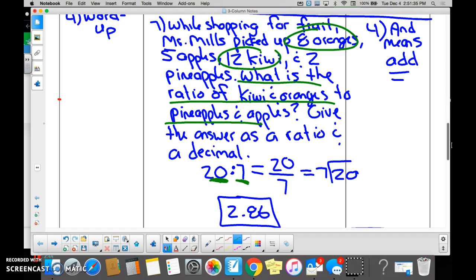And then just for fun, I said make it into a decimal. And you all said super simple. You just take the fraction, which is also a division problem. Any questions?